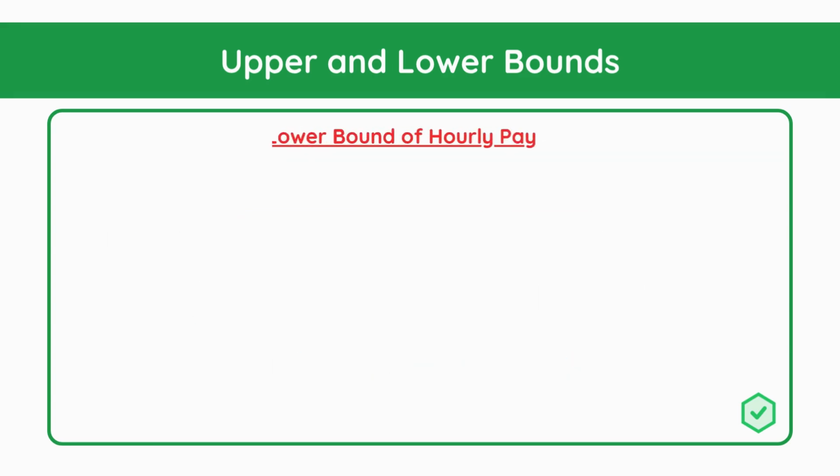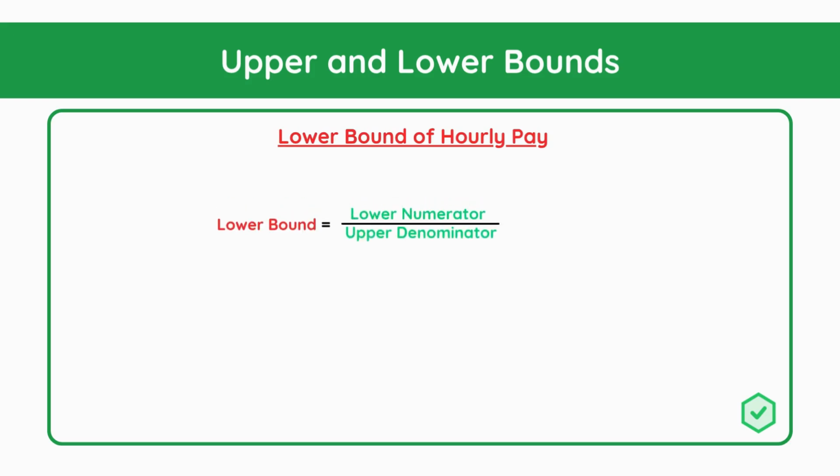Now we calculate the lower bound of Ebony's hourly pay. Hourly pay is a fraction with numerator equal to total selling price minus total cost of materials and denominator equal to total time taken. To find the lower bound of a fraction, we take the lower bound of the numerator and divide it by the upper bound of the denominator.